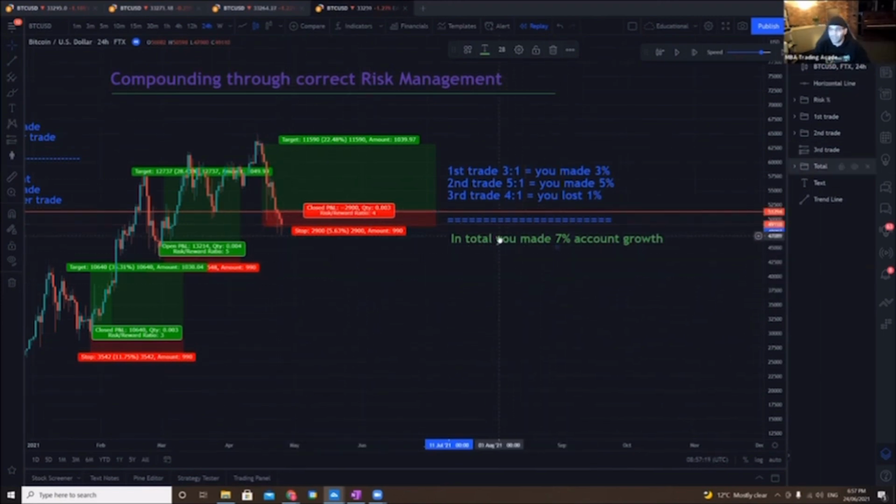And this is how risk management and compounding that growth can actually help you stay in this game for the long run and be consistently profitable, so that you're not just gambling and having a lucky spree and then that goes all the wrong way.